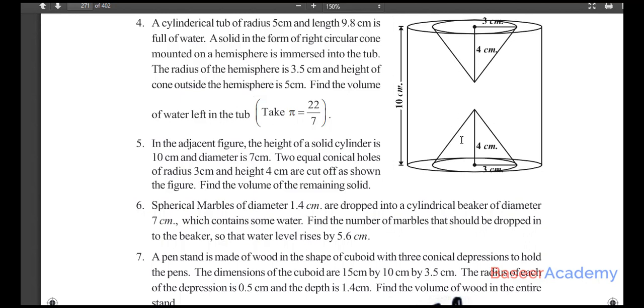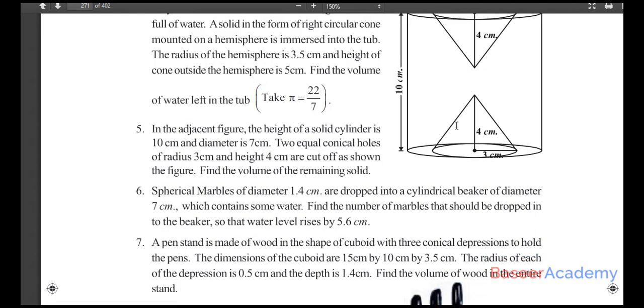Volume of remaining solid is simple. You have to find out the volume of cylinder first, and from that you have to subtract volume of both of these cones. When you subtract the volume of both of those cones from the volume of the cylinder, you will get the volume of the remaining solid. That is your hint for this question.